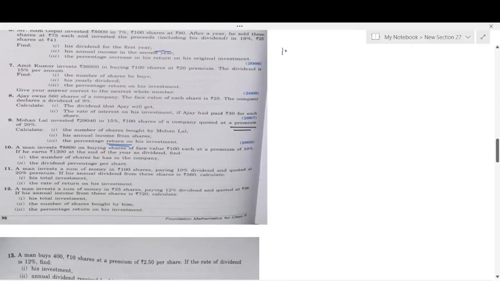Yes, read the 10th one and tell me the value, students. No, 10th one, you all try it for homework. The 10th one: a man invests on buying face value. Face value is the same, premium is given. If he earns 1200 at the end of each year as dividend, find the number.